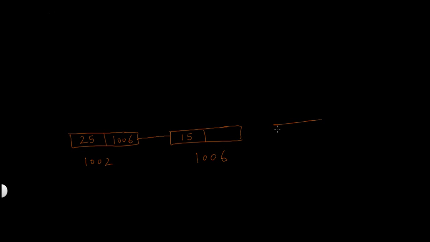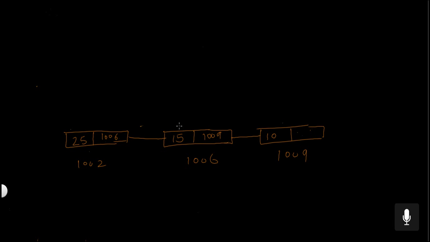Now let's say there is another node in the list and the info part of this node again contains some integer value, let's say 10. The address of this node is 1009. The link part of this node will store the address of its next node, which is this. So each node in the list is linked to its next node.